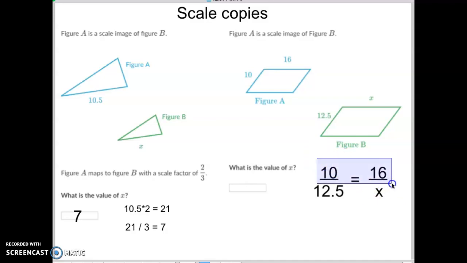10 times what equals 16? Well, if you figure it out, it would be 1.6. So then 12.5 times 1.6 would be 20. So that's one way of doing it.